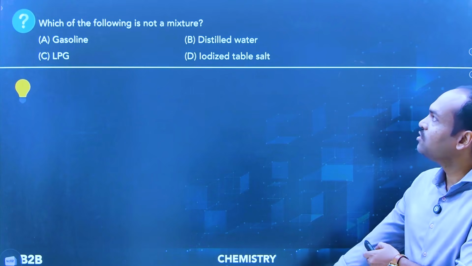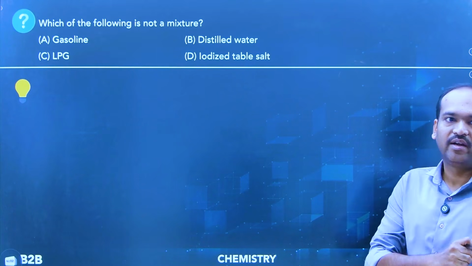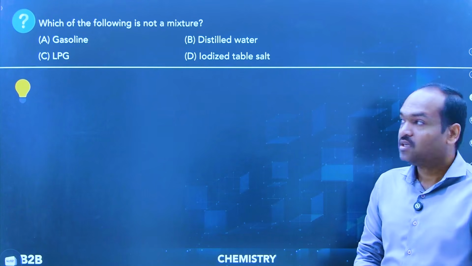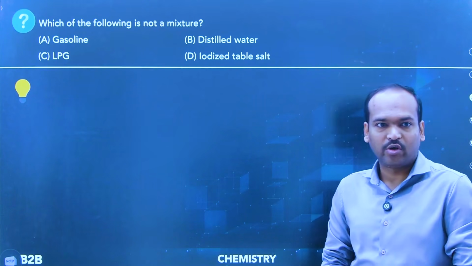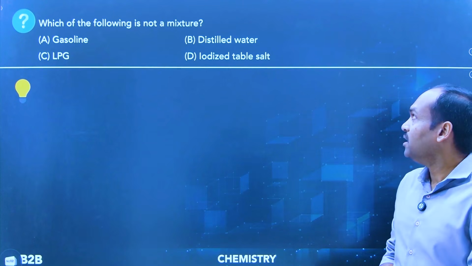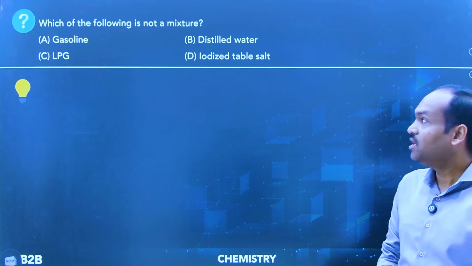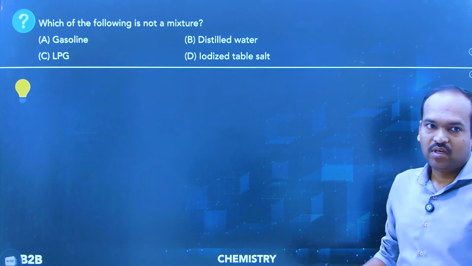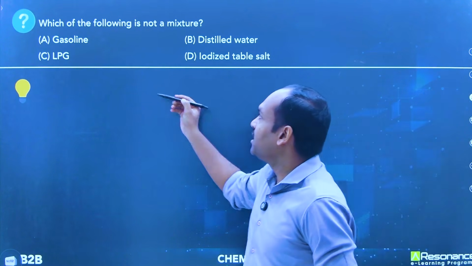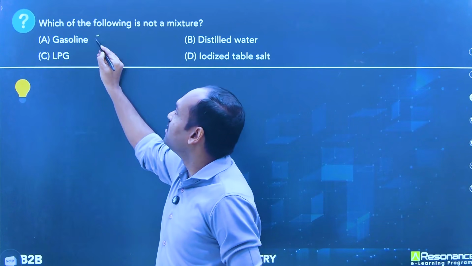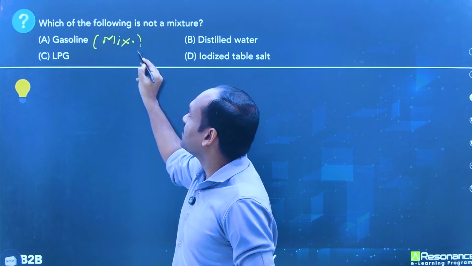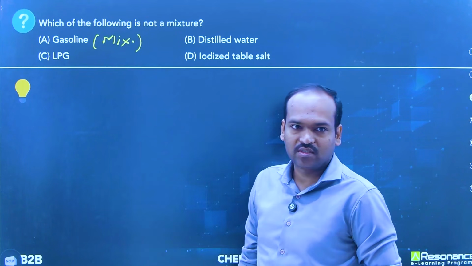Which of the following is not a mixture? Try it. Which of the following is not a mixture? Gasoline is a petroleum product, gasoline, distilled water, LPG, and iodized table salt. First thing, if I say gasoline, this is a mixture. Gasoline is a mixture, petroleum products.